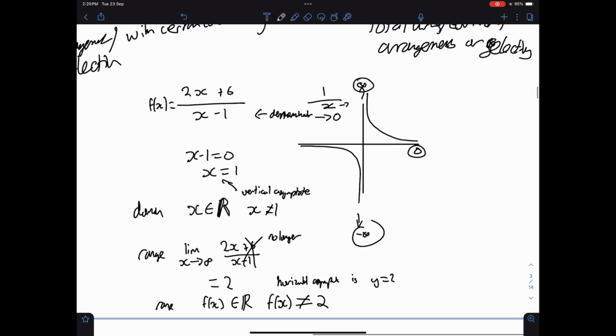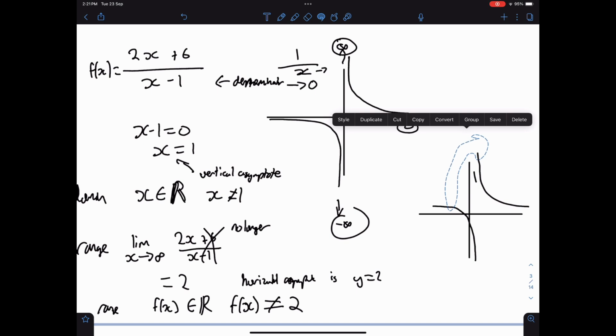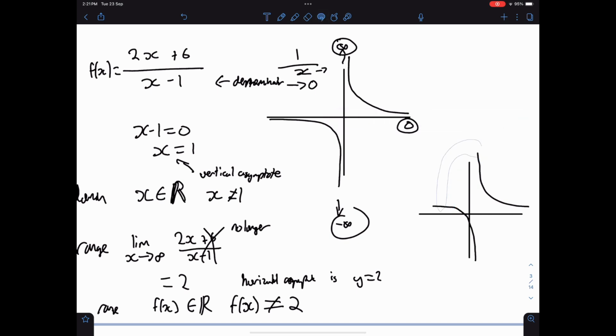So on a graph, this is what 2x plus 6 over x minus 1 will equal. So we have a horizontal asymptote at y equals 2, and then the vertical asymptote is at 1, like this. And I suppose we could move this up just a smidge to make it clear that it's 2. And that's what it'll look like.